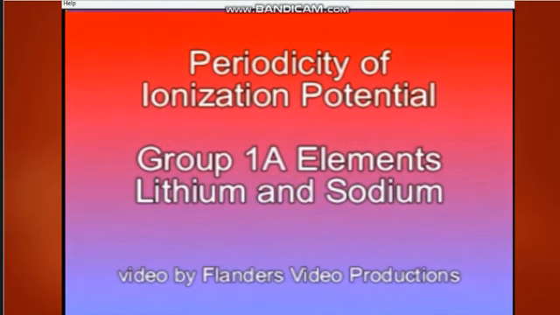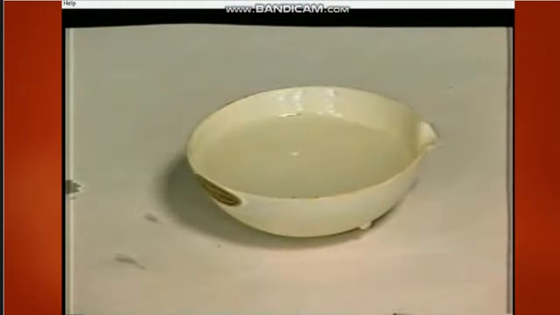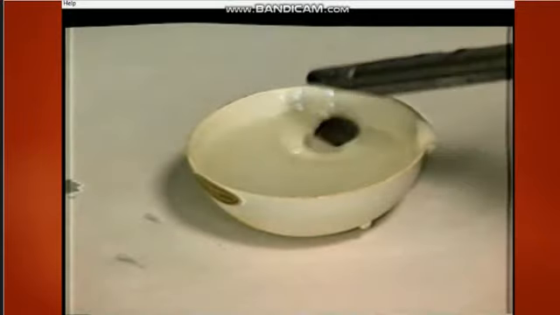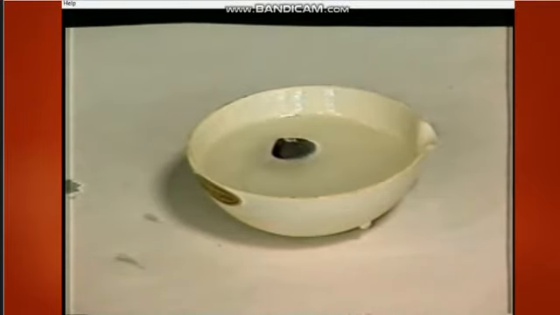In this experiment, we'll demonstrate two things. First, we'll show that elements within the same group tend to perform the same chemistry. And second, we'll demonstrate the practical consequence of the fact that ionization potential decreases as you progress down the periodic table. Here's the setup. I've got a ceramic dish with water in it, and I'm going to drop in a sample of lithium metal. Now, lithium's a group 1A metal.